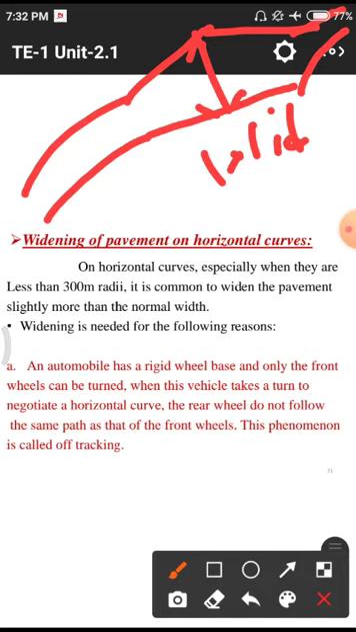Those conditions we will explain. An automobile has a rigid wheelbase and only the front wheels can be turned. What we are discussing is an automobile, that means a four-wheeler, two-wheeler, or any other vehicle. We have front wheels and back wheels. Both are moving, but we have control on only the front wheels. We don't have control on the back wheels.